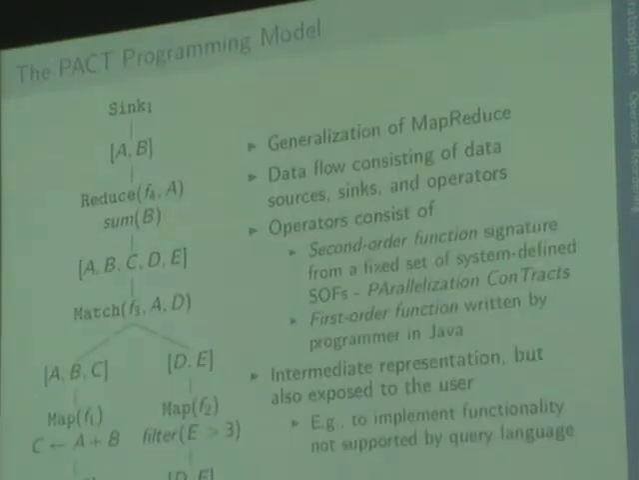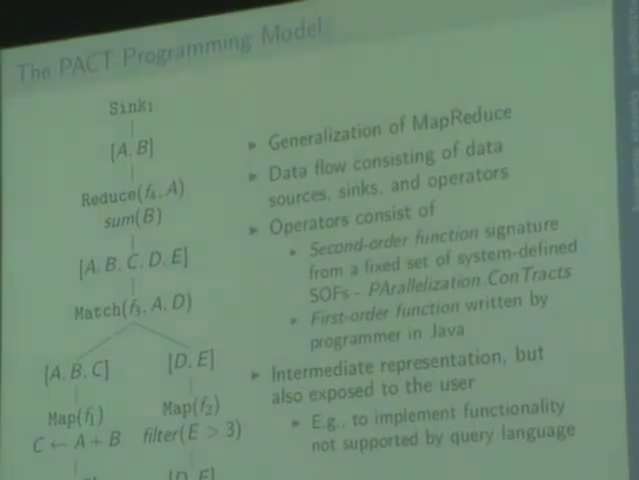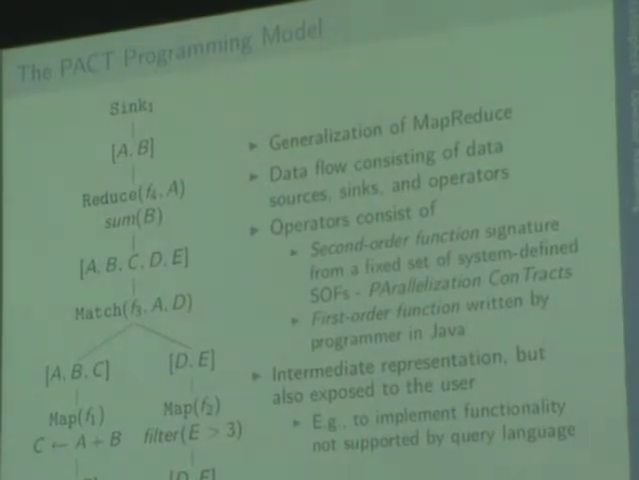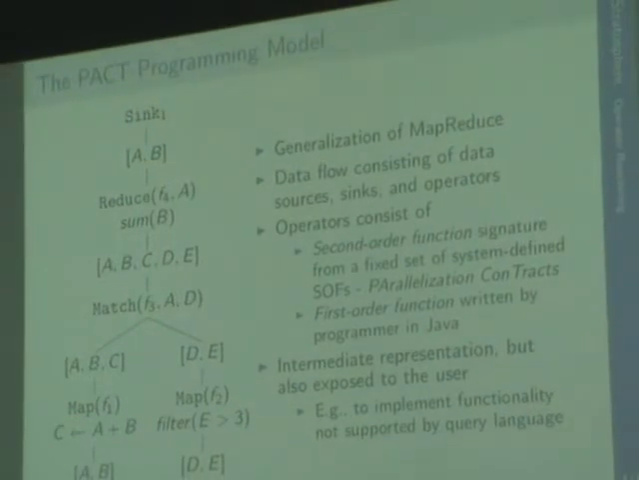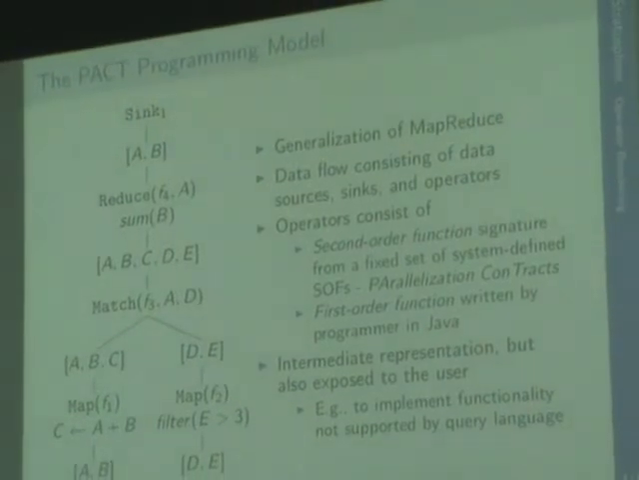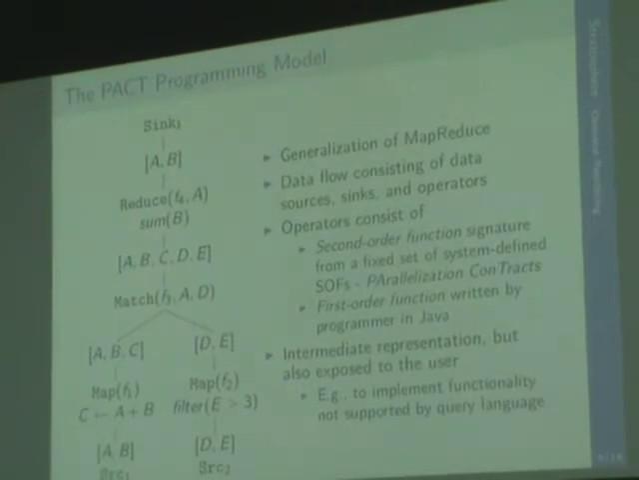The programming model that we have in our system is a generalization of MapReduce. I'm hoping people know what MapReduce is. So in MapReduce, we just have the fixed pipeline of data sources, map, then shuffle and combine phase and reduce, and then the output.